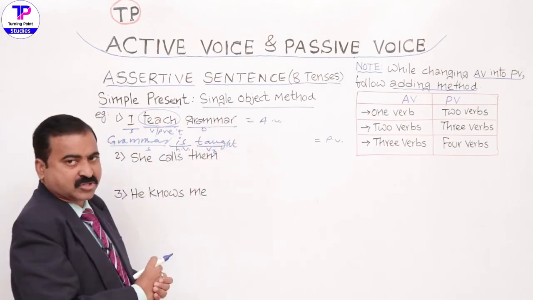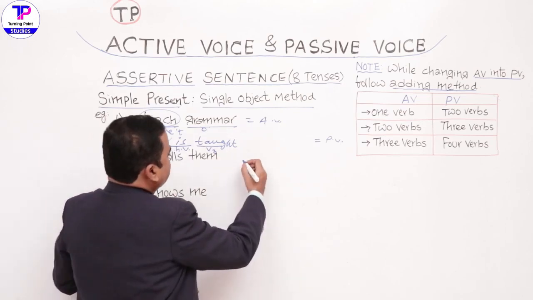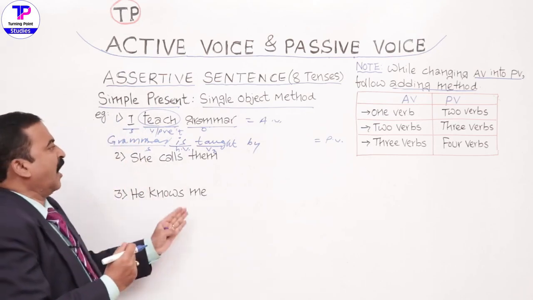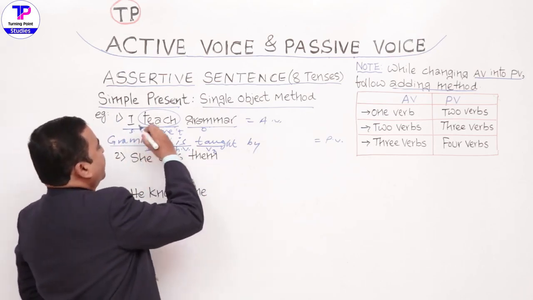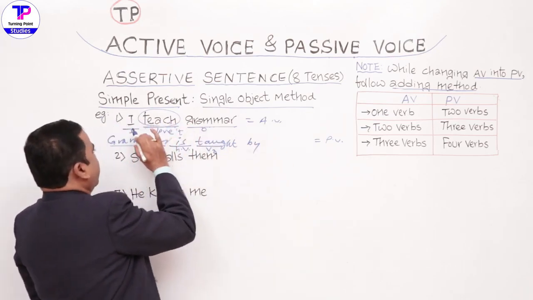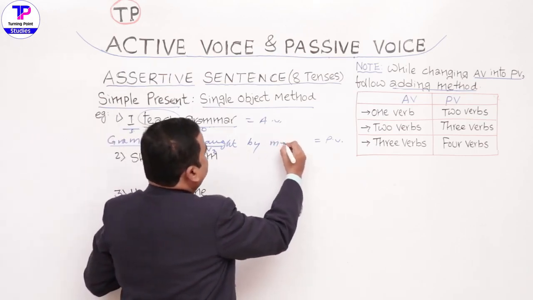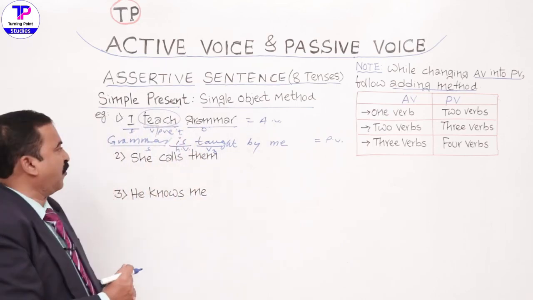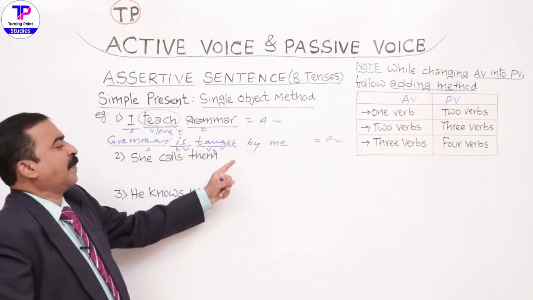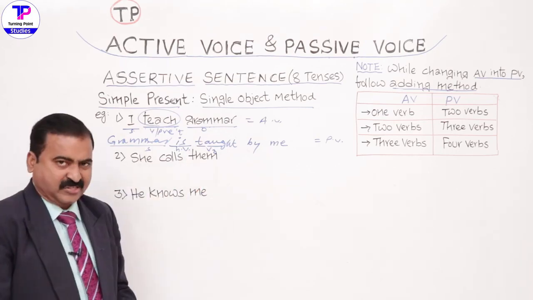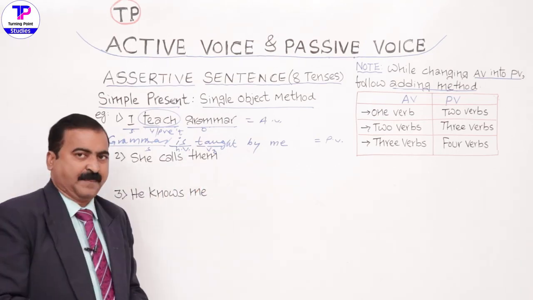Grammar is taught. After writing this, immediately you write the preposition by. After writing by, convert the subject into object. In place of subject, if I is there, in object you have to write it as me. Therefore, grammar is taught by me. This is called passive voice, for that active voice. Now let us see another example.